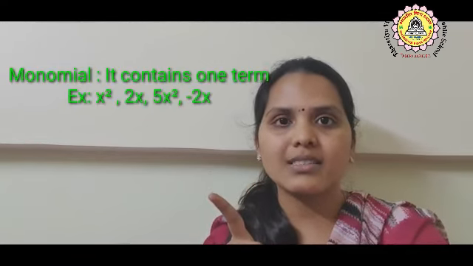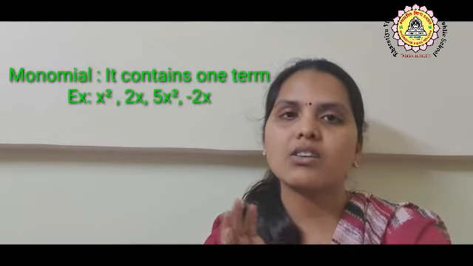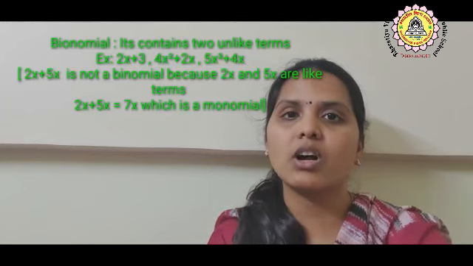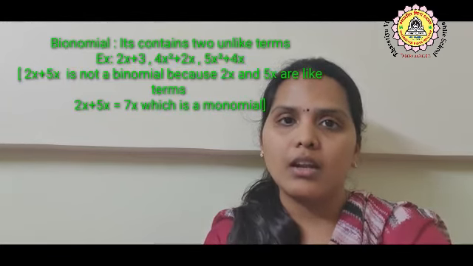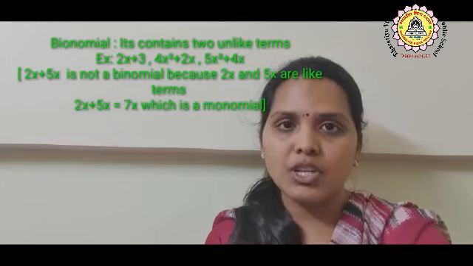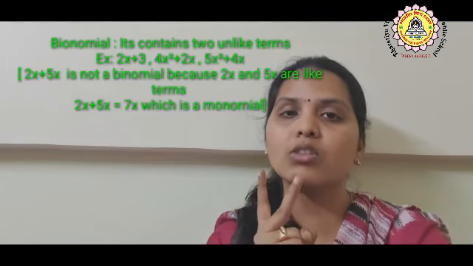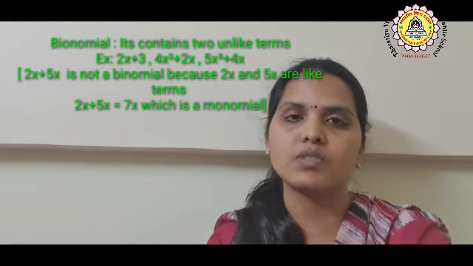5x, 4x square, x cube. These are all monomials. Next one is binomial. Bi means 2. If an algebraic expression contains 2 terms, we will call it binomial. Binomial is an algebraic expression which contains 2 unlike terms. Here I am stressing on the word unlike terms.